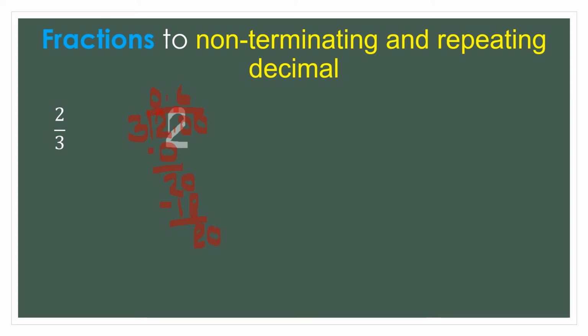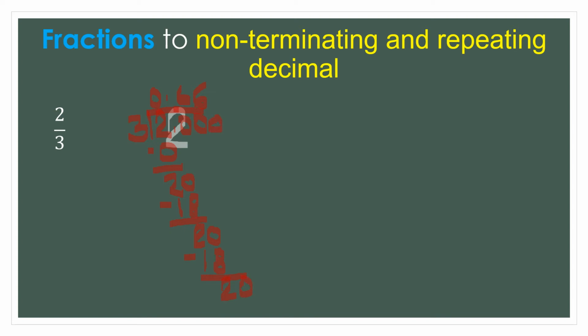20 divided by 3 is again 6. 6 times 3 is again 18. And then we subtract again. 20 minus 18 will give us 2. There is a remainder of 2, so we need to add another 0 and bring down 0.